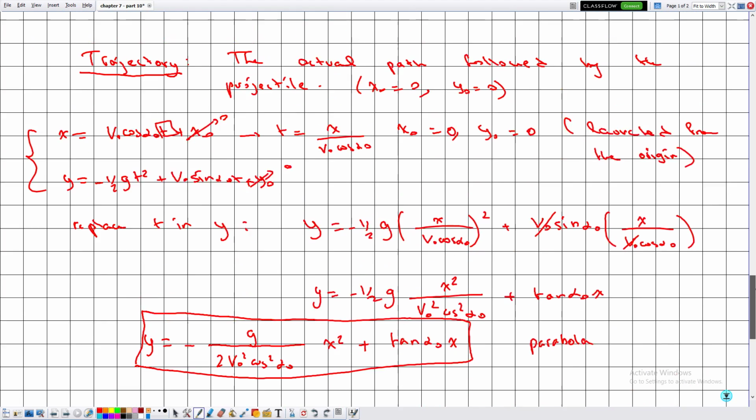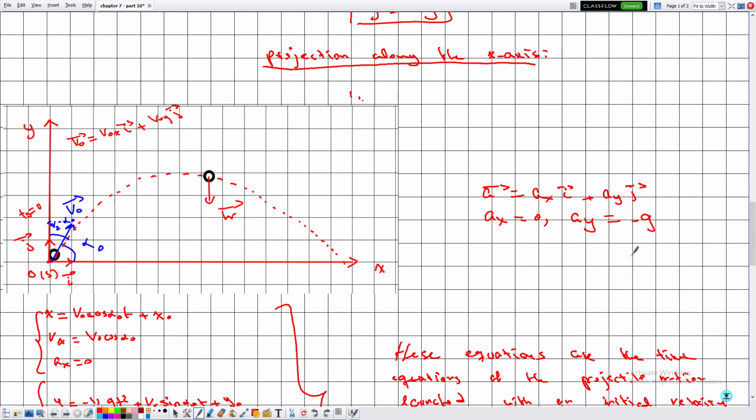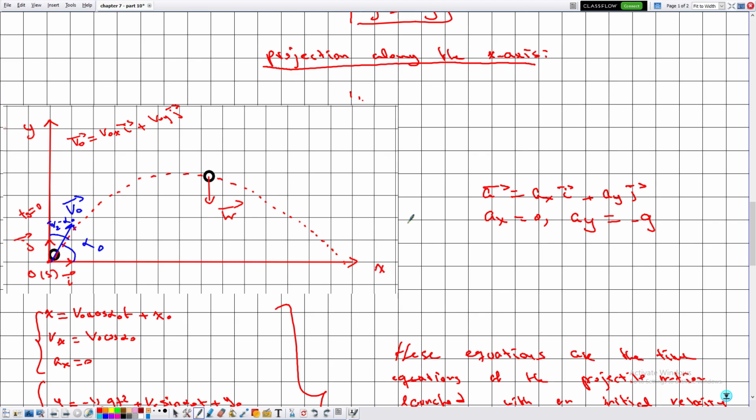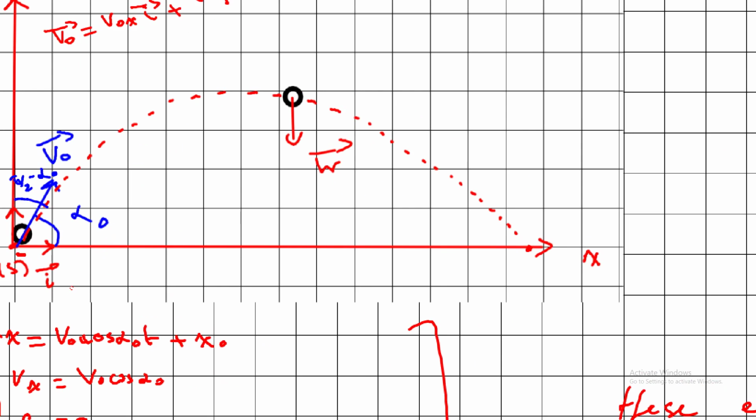So let me explain what the range is. The range is the horizontal distance from the shooting point, this is the shooting point, to the point of intersection of the ball or the projectile with the horizontal line passing through the shooting point. So simply this is the range. The range is the distance from here to here.